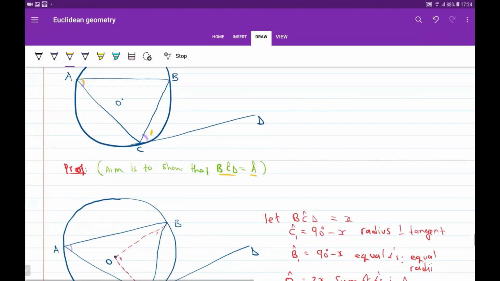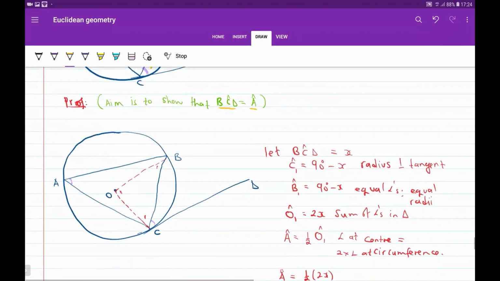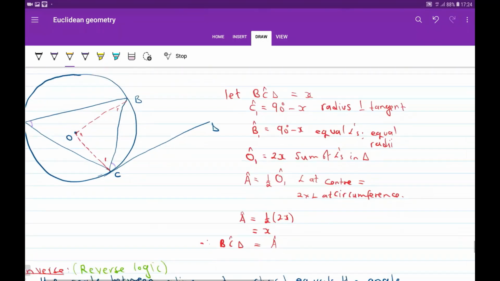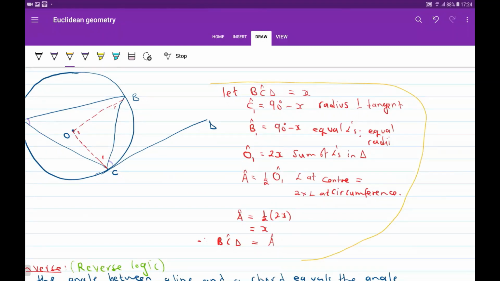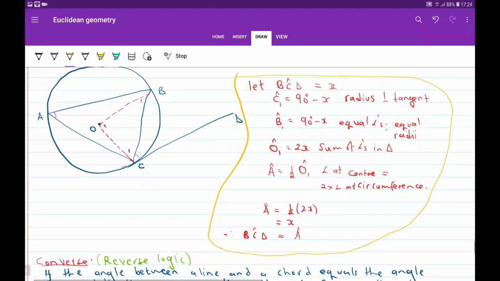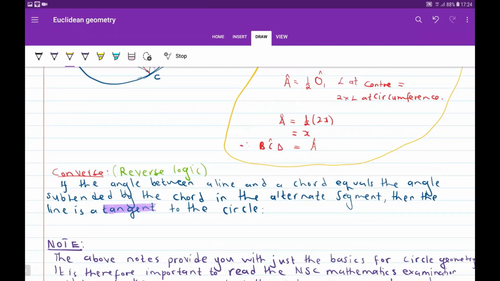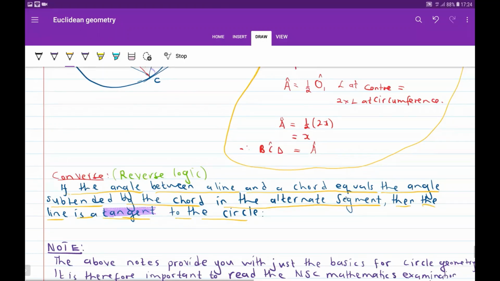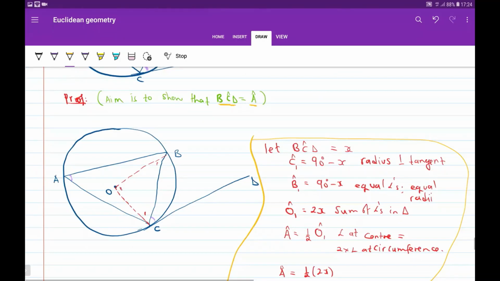So construct a line from B to O, then O to C, and the proof is indicated in the red there. So please, during your free time, you should go through the proof. Then the converse: if the angle between a line and a chord equals the angle subtended by the chord in the alternate segment, then the line is a tangent to the circle. So that's the converse to the tan chord theorem.